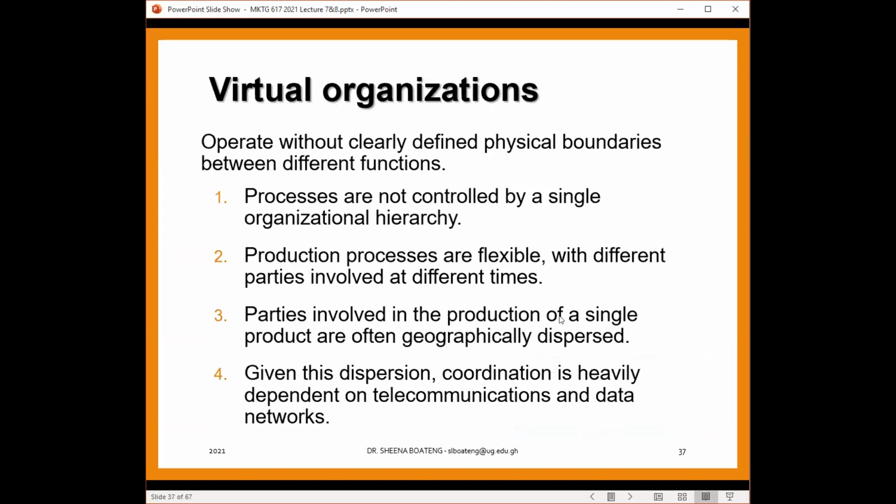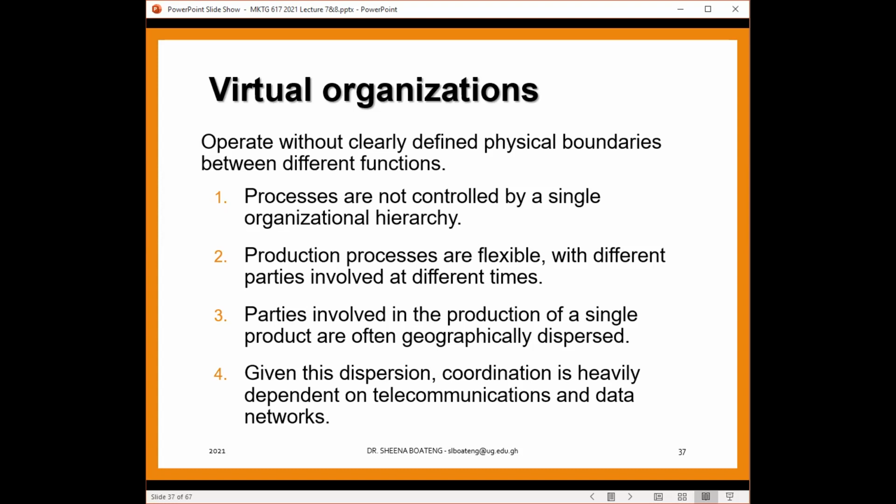And then finally, we can talk about virtual organizations. And here we are basically talking about the fact that as a result of digital technologies, organizations can operate without clearly defined physical boundaries, particularly between different functions. So you can have an organization that is set up virtually, and the members of the accounts department are working from the UK, and the members of the marketing department are working here in Ghana, and the members of say, the IT department are somewhere in Russia or China, right?